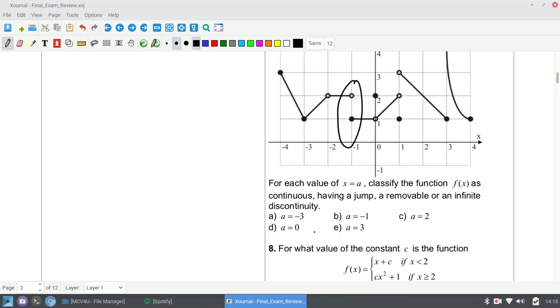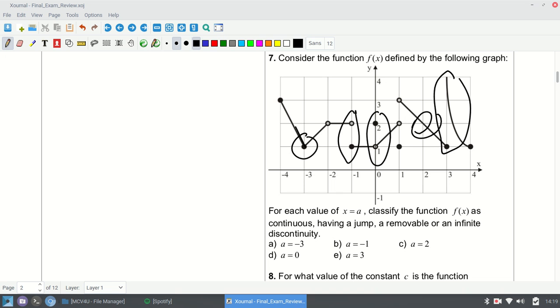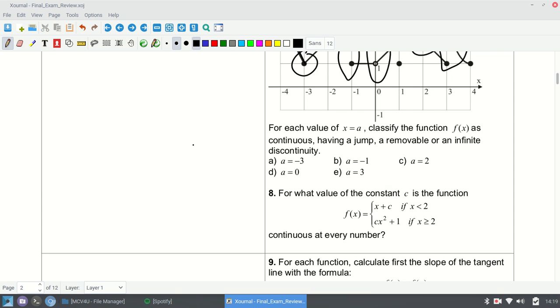So we just ran through basically number 7. At a equals -3, no discontinuity, great, because you could just flow right through. At a equals -1, you've got a jump. At a equals 2, no discontinuity at all. At a equals 0, you've got removable, and at a equals 3, you've got an infinite discontinuity. All right, so there's that.